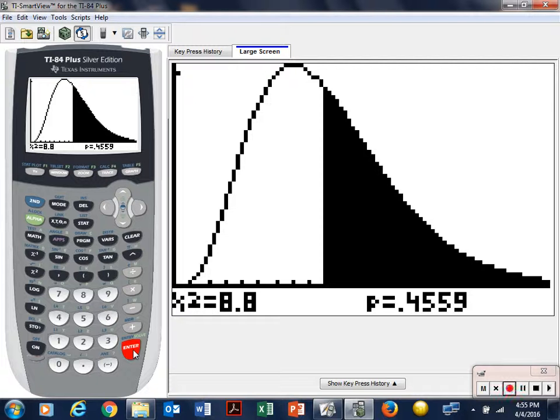Okay, hopefully you were able to follow along. That is the end of lesson 14.1.